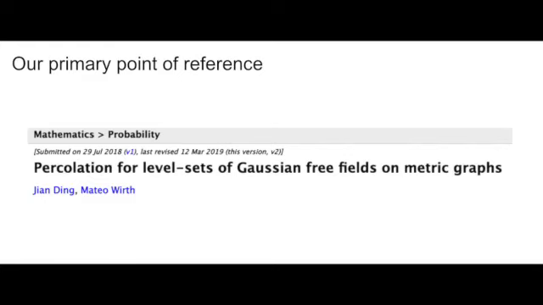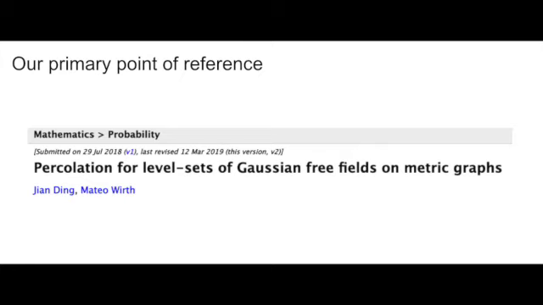And one primary point of reference that we're going to be using in this presentation is the following paper, which is titled Percolation for Level Sets of Gaussian Free Fields on Metric Graphs by Professor Ding and Dr. Wirth, the first version of which was available in 2018. And this paper is important for us because it's going to demonstrate how we can approach constructing the incipient infinite cluster for the metric graph Gaussian free field in 3 dimensions.